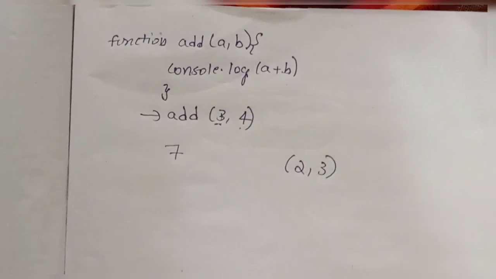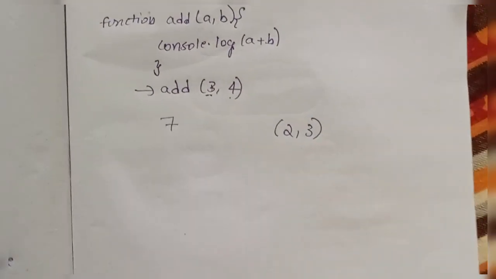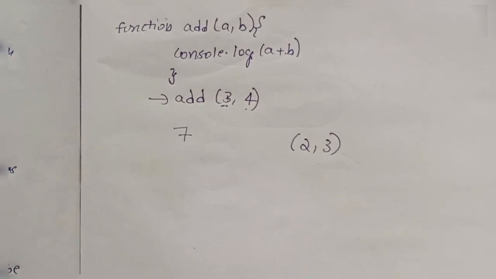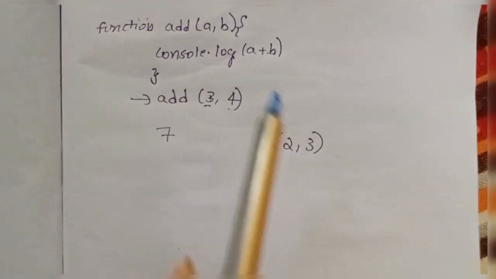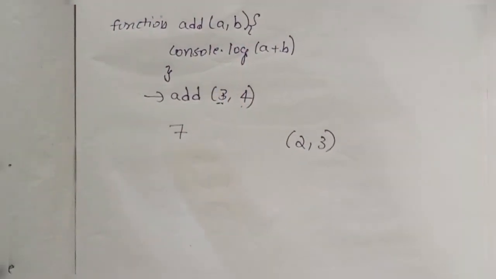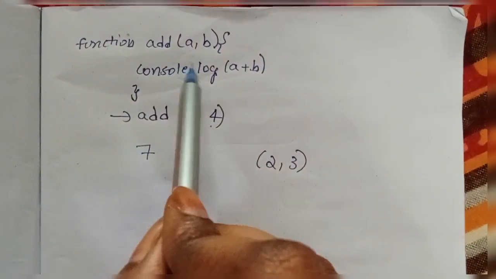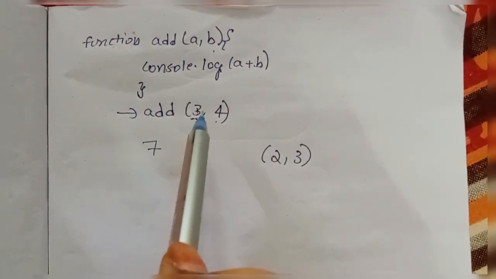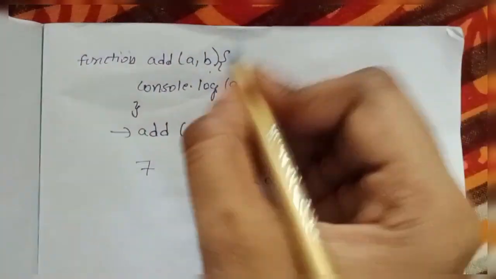Like this, we can use different functions, and the purpose is the same: the similar instructions are executed. So these are called parameters. These are parameters, and these are arguments.